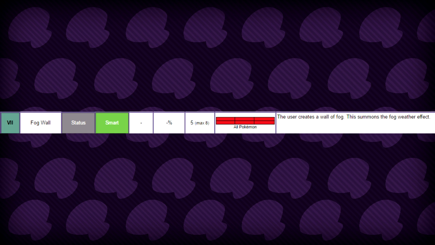And the last and final move, that was a redundant statement, but it's the status move Fog Wall, where the user creates a wall of fog. This is a move that creates the fog weather effect that was in Generation 4. You know how fun that would be in competitive if it returned to the game. You would not want to miss it.